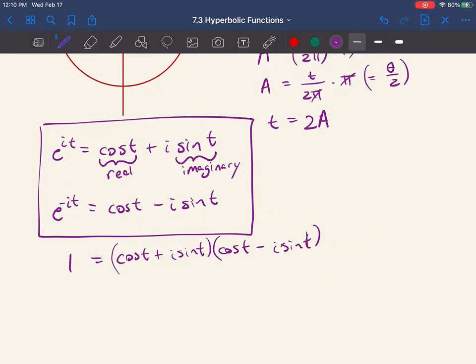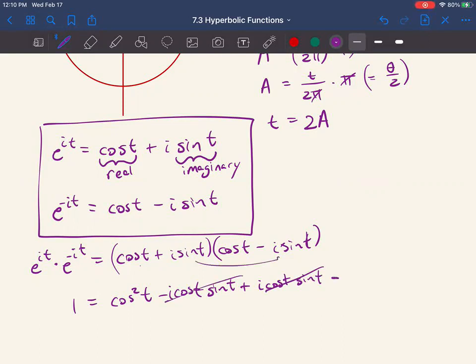When you do this, maybe I should write this out for you. This is e to the i t times e to the negative i t. This will equal one. This becomes cosine times cosine. That's cosine squared t. Then we get cosine times negative i sine. So this is cosine, we have an i there, cosine t sine t. And then we have a positive i sine t times cosine t. So plus i cosine t sine t. So those two are going to cancel out. And then we have the last part, which will be minus i squared sine t.